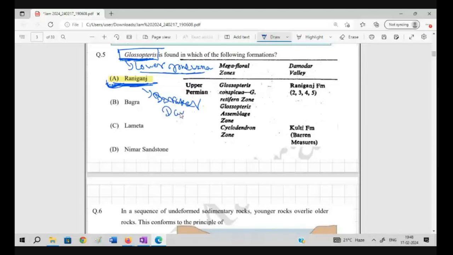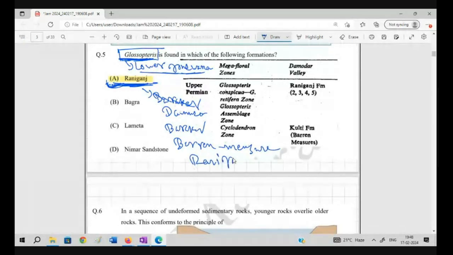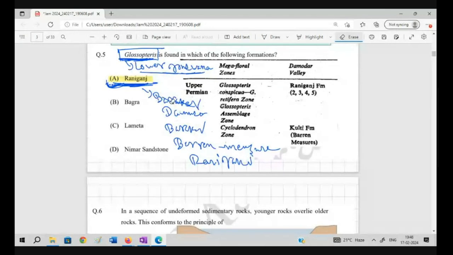Okay. Raniganj belongs to the Damuda group, and within Damuda there are Karharbari, Barakar, Barren Measures, and Raniganj. I'm sorry. Just a minute. The Lower Gondwana succession constitutes Talchir, Damuda, these successions, and within the Damuda there are 4 subdivisions, that is Karharbari, Barakar, Barren Measures, and Raniganj. Okay, and because Raniganj belongs to the Lower Gondwana formation, it can contain Glossopteris fossil.